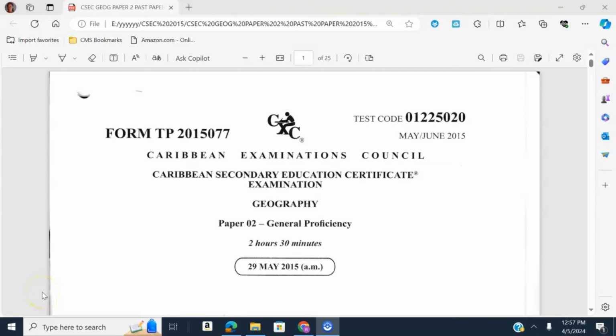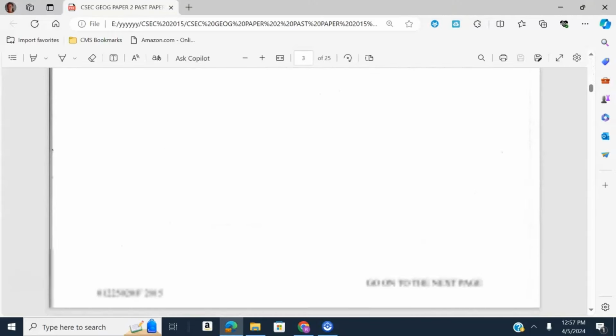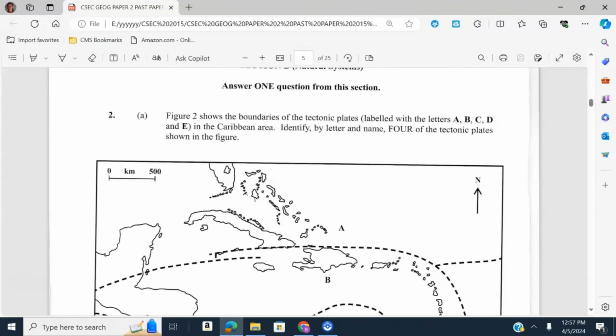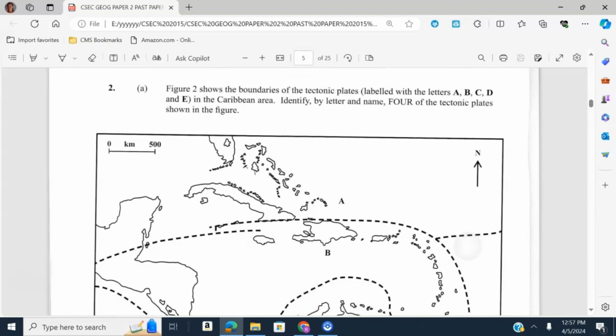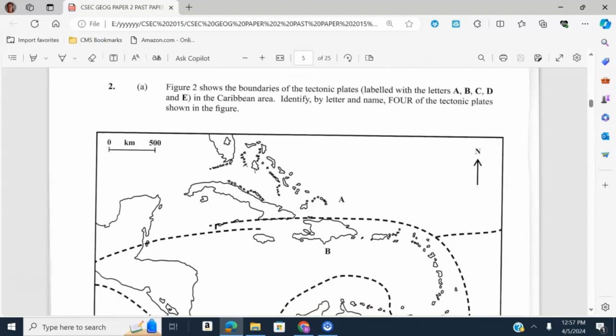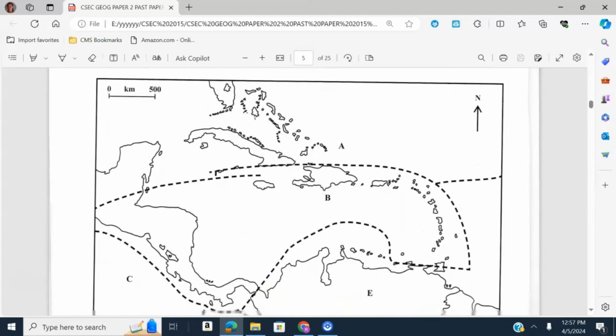Hi guys, welcome back to Geography World. For this video, we'll be looking at the May-June 2015 CSEC Paper 2. In this video, we're going to look at question number 2. Let's get into it. Question number 2 shows a figure that is basically asking that you identify tectonic plates. It's labeled A to E, and you're to identify at least 4.